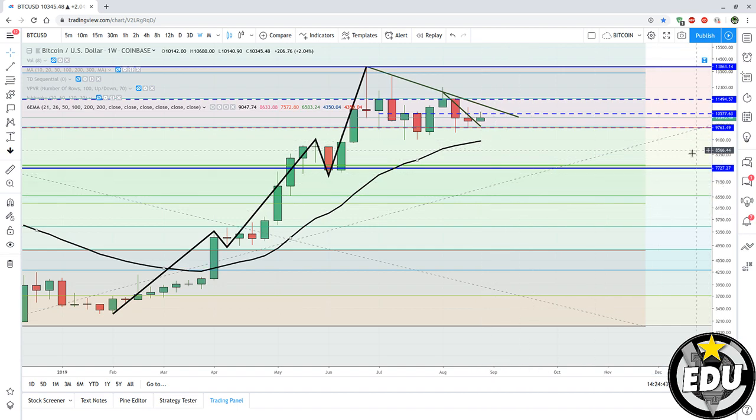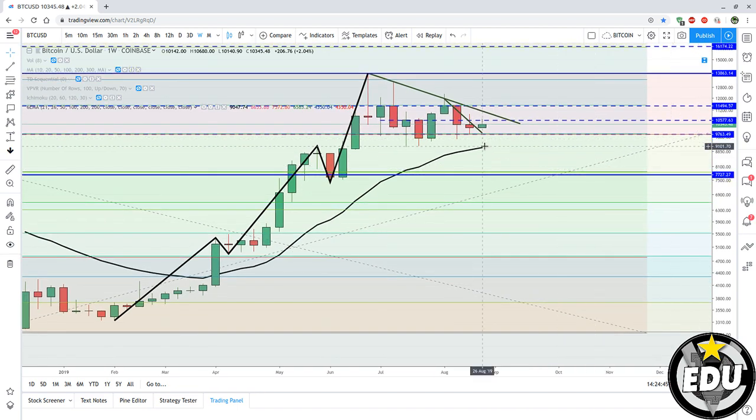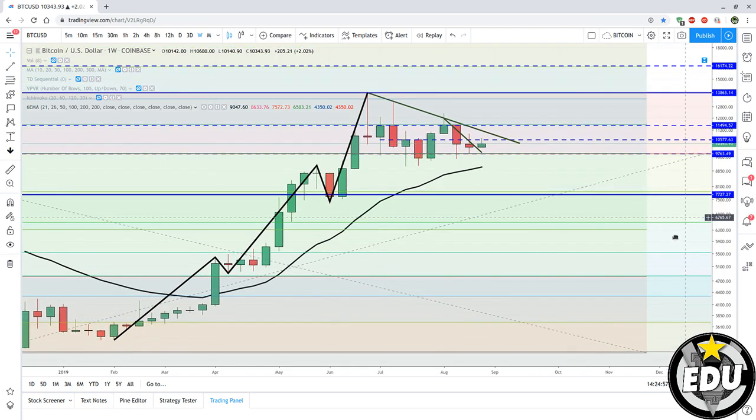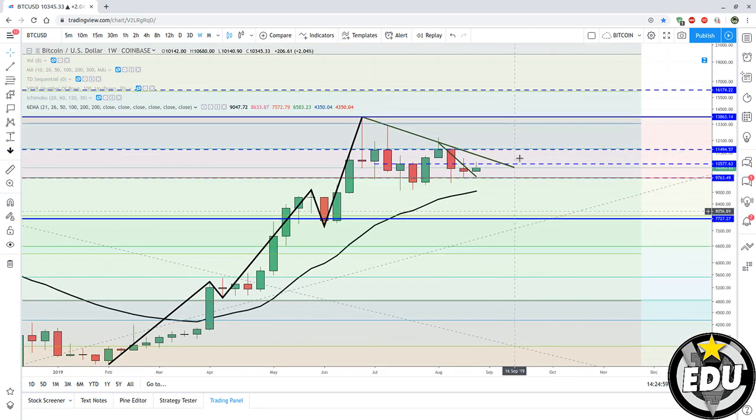Of course, a bounce doesn't mean anything, because we know Bitcoin can just challenge 13K again and then drop all the way down. You can trap all the longs here. So the real confirmation, of course, will come when we break and close above the local high, which is about 13.8K.